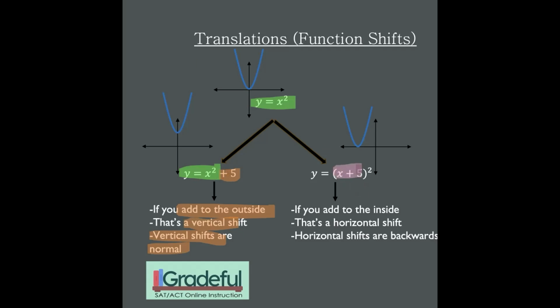On the other hand, if you add to the inside, which is the idea of replacing x with something like x plus 5, then that's a horizontal shift, and those are backwards. So positive normally would be to the right, but in this situation, positive's to the left. So this would mean left 5 here. Now, in f of x language, this would be our regular f of x. This is f of x plus 5, and this is f of x plus 5.